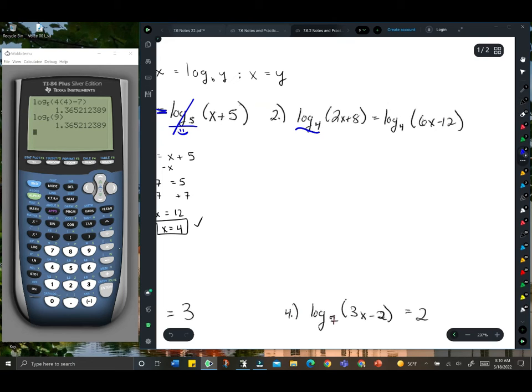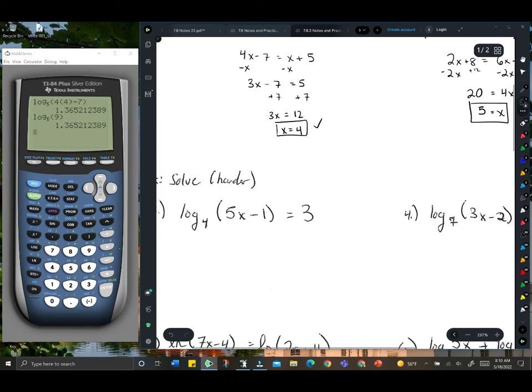Same idea for number 2, log base 4 and log base 4. I won't give you any examples where they aren't the same base. There is a way to solve those too, but for all intents and purposes, we'll just worry about the basics. So 2x plus 8 is equal to 6x minus 12, and then you just subtract 2x, or you could do the other way around, and we get x is equal to 5. I added 12 to both sides. Those should be pretty easy.